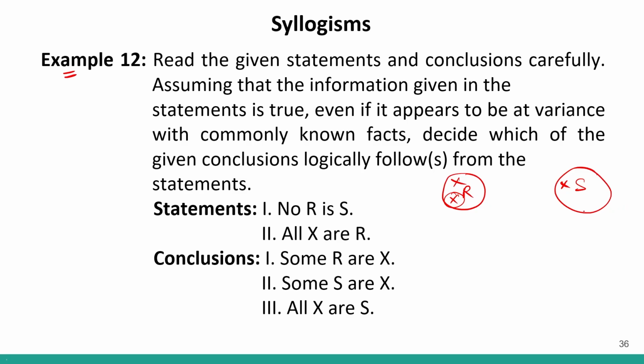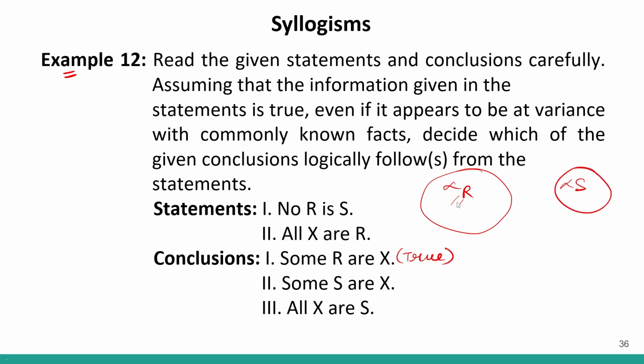So this will be the Venn diagram. R and S, these two. Let me draw a different symbol. R and S will not overlap. And X is inside R, since all X are R. So this will be the Venn diagram. Let us look at the conclusions. Conclusion 1 says some R are X. So definitely this portion, some R are X. So this is true.